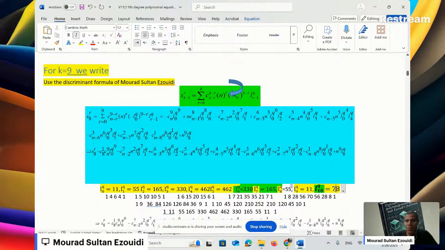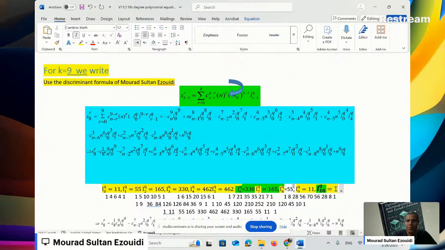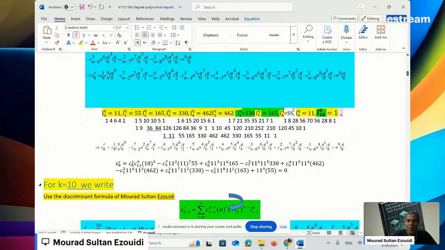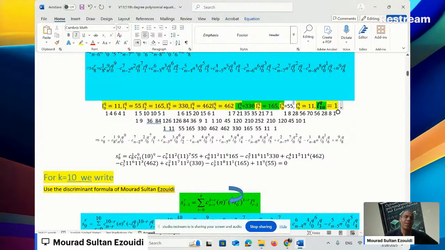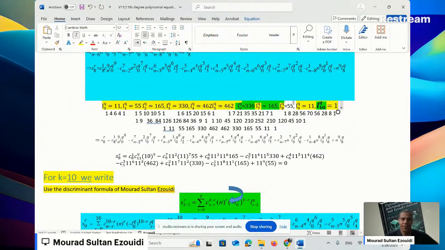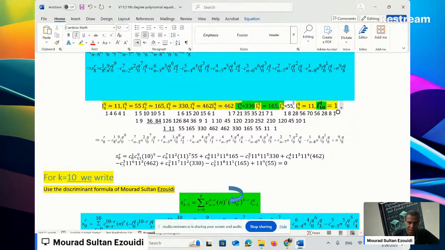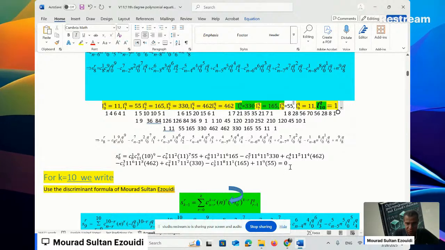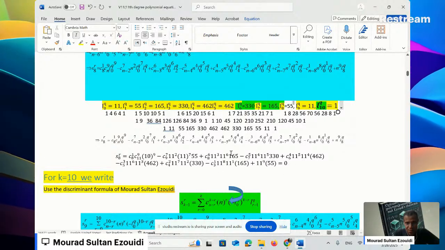So you are going to use this coefficient. L10 we told is equal to 1. Now after simplifying or substituting L subscript k minus 1 for k from 0 up to 7, you will find that the value of S8 is equal to 0. And you can note that 11 raised to the power 9 is a common factor.